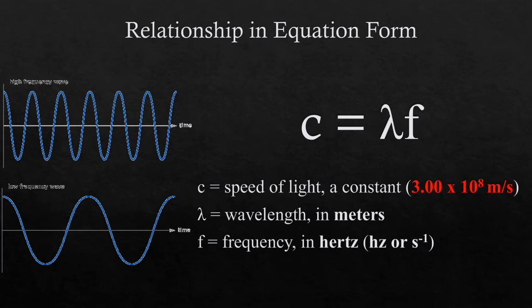Next, we have this upside down Y looking thing, and this is the Greek letter lambda. I draw it as a curve and then a straight line. The unit for wavelength is meters. F represents frequency, and the unit is either hertz or the inverse second. And so these two are the same thing. You can just think of them as either or and use them interchangeably.